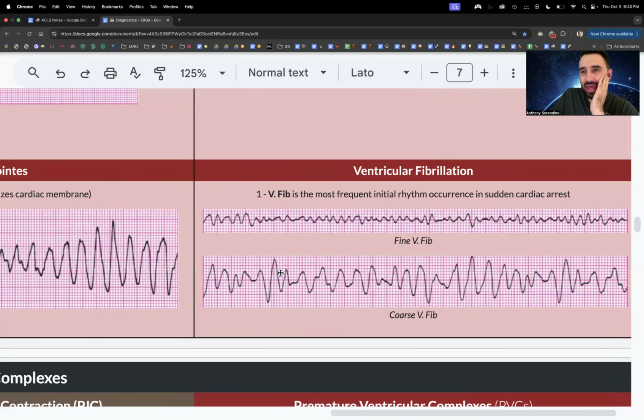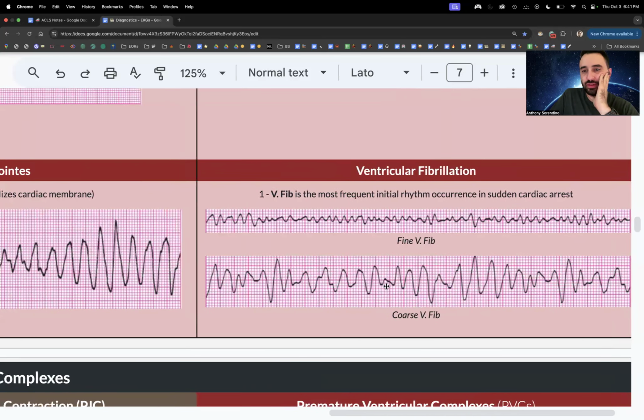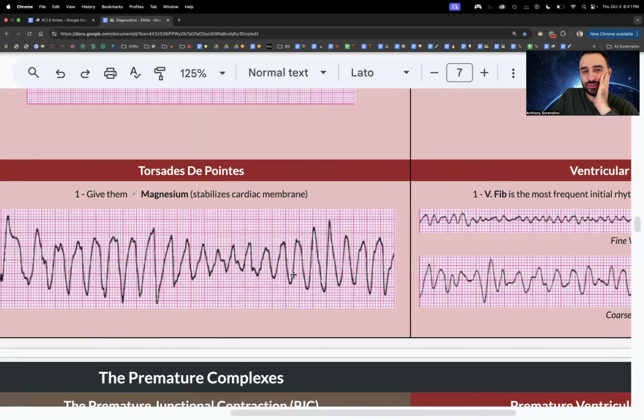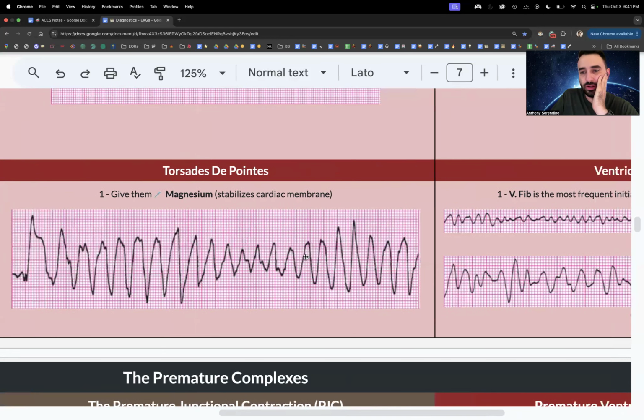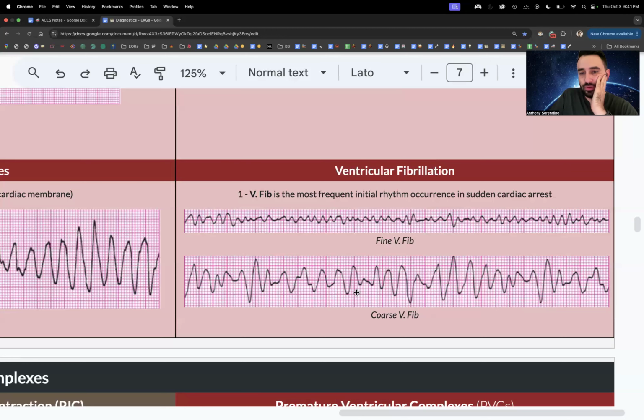Coarse VFib can sort of look like that, but with coarse VFib, look how chaotic this is. There's some rhyme and reason to what's going on here. These kind of look similar. Okay, now we're looking similar. Coarse VFib, there's no rhyme or reason to any of this.